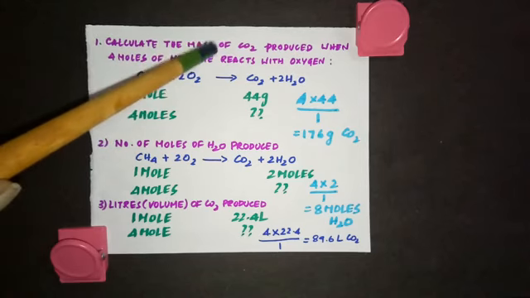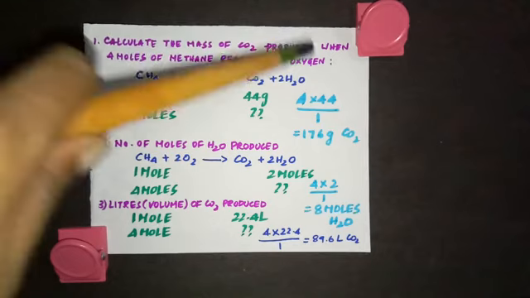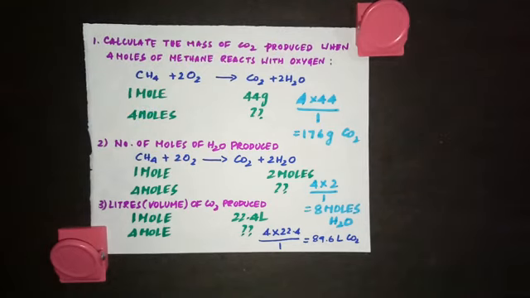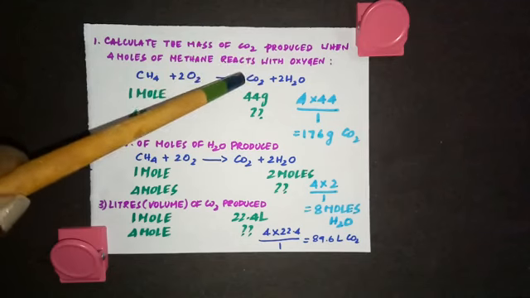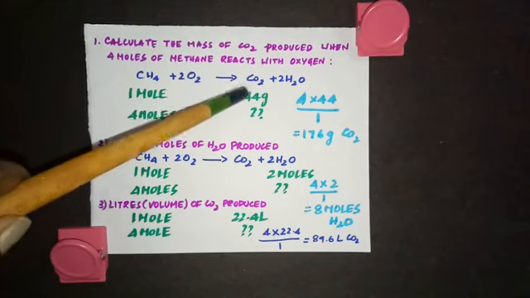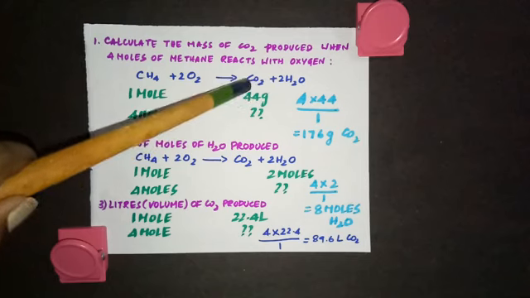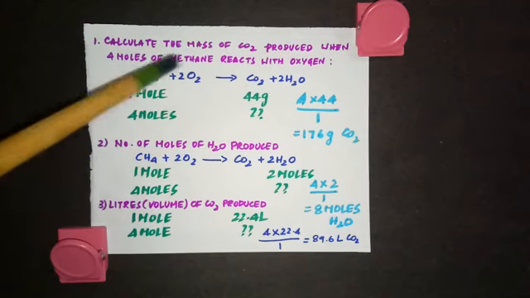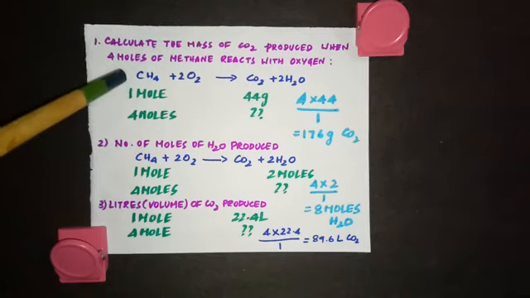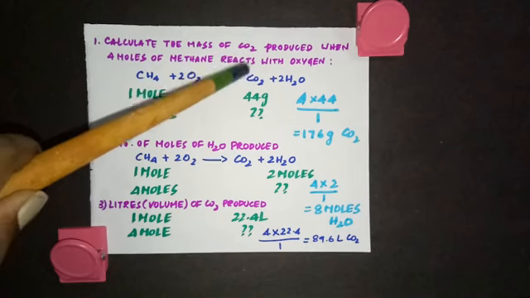And they are asking you to calculate the mass of carbon dioxide. So you need not worry about oxygen or water. Just look at carbon dioxide. Here it is 1 mole, but in the question they are asking you mass. So instead of mole, you just find out the mass. According to this equation, carbon dioxide's molecular mass is 44 gram. So according to this equation, 1 mole of methane is producing 44 gram of carbon dioxide.